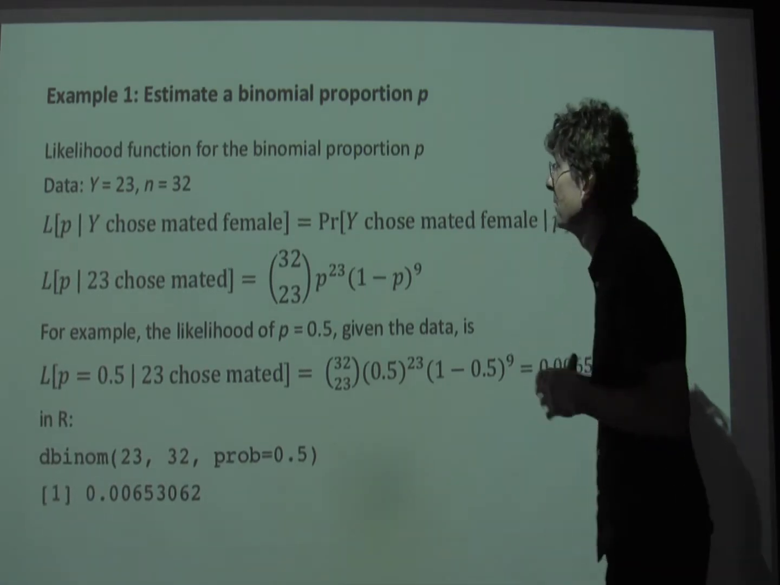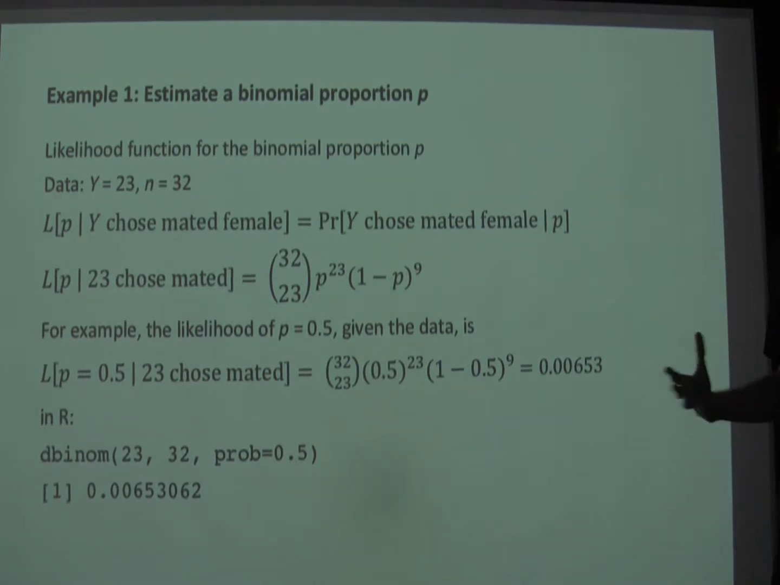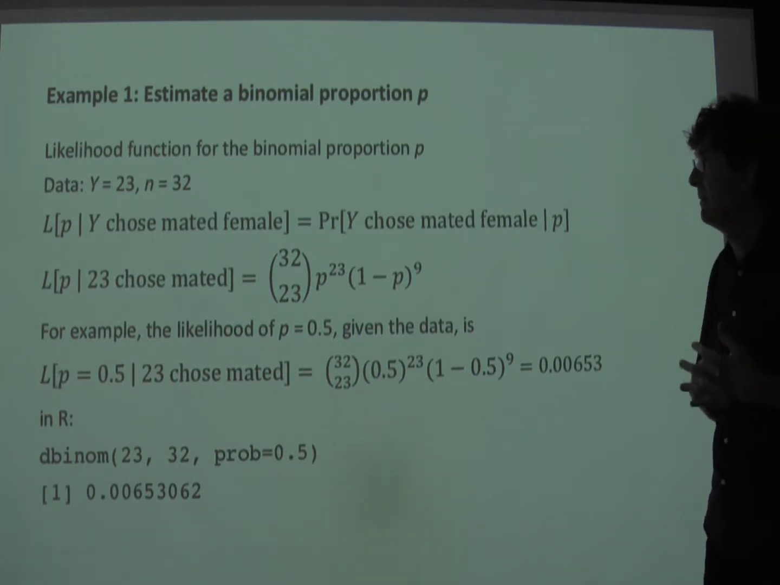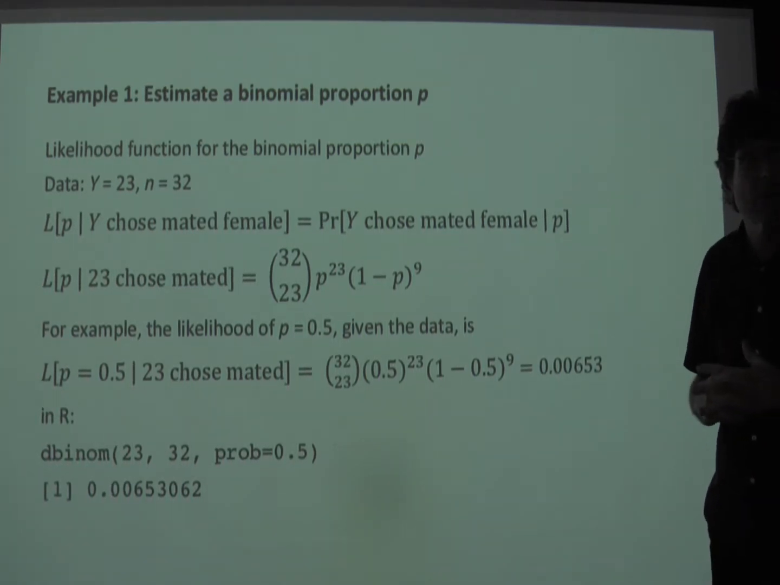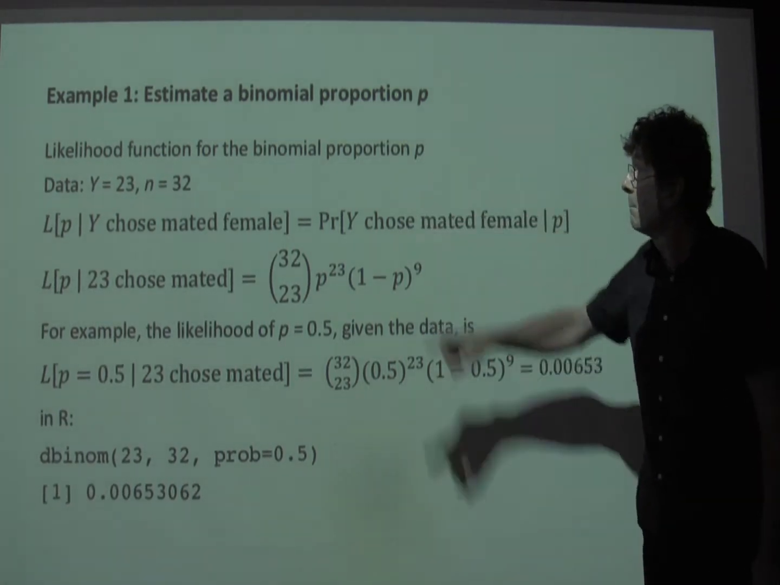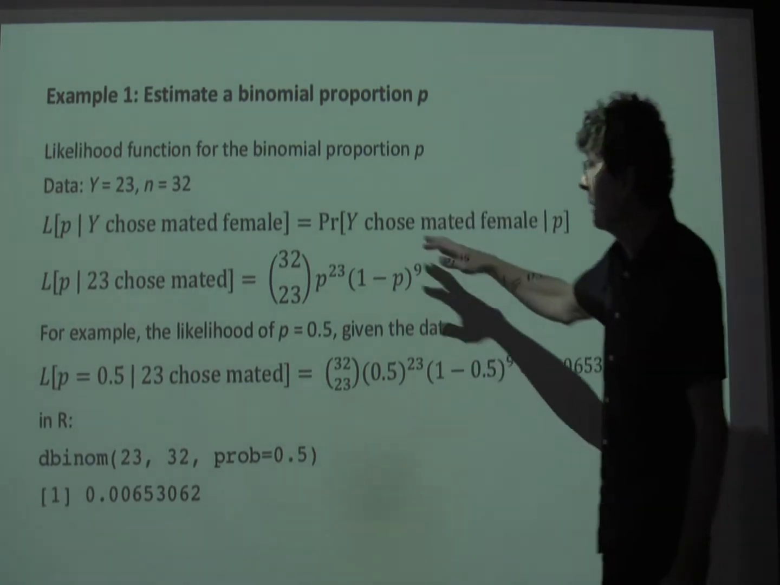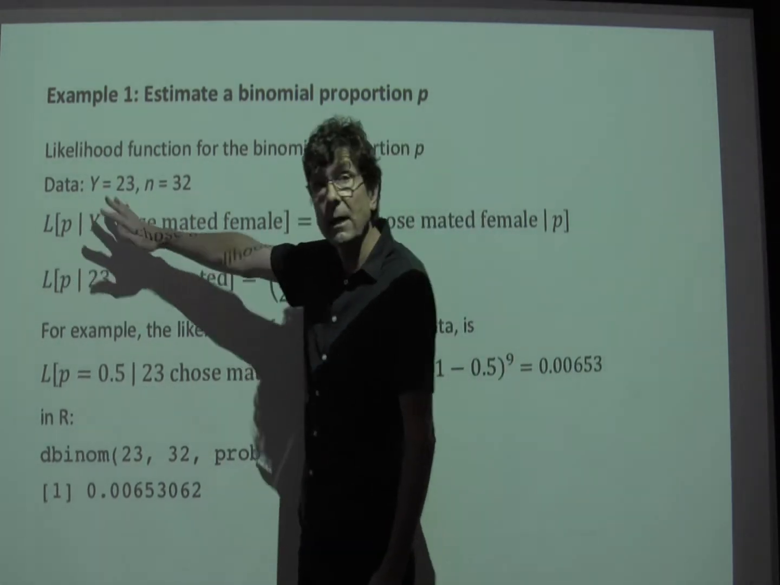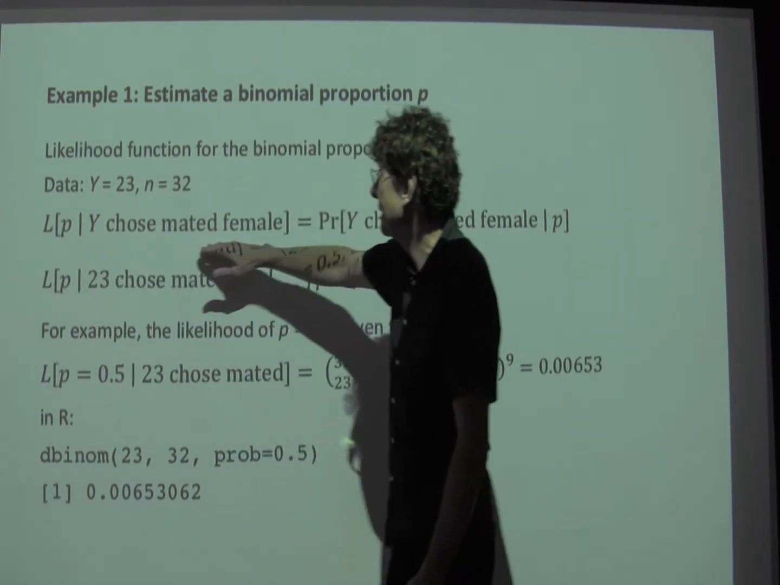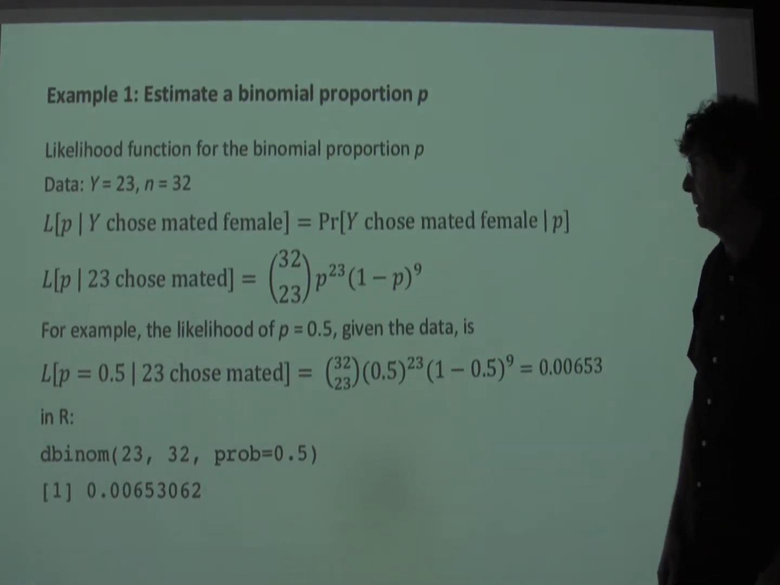So the likelihood function for the binomial: we have a series of 32 trials. Each of them is independent, different wasps, different butterflies, each trial. The probability of success is the same in every trial. So we know that the number of successes should follow a binomial distribution, with probability of success in any trial being p. p is unknown. And so the way that we would use likelihood to answer this question is we would ask, what's the likelihood of a particular value of p, given the data that y equals 23 wasps chose the mated female?